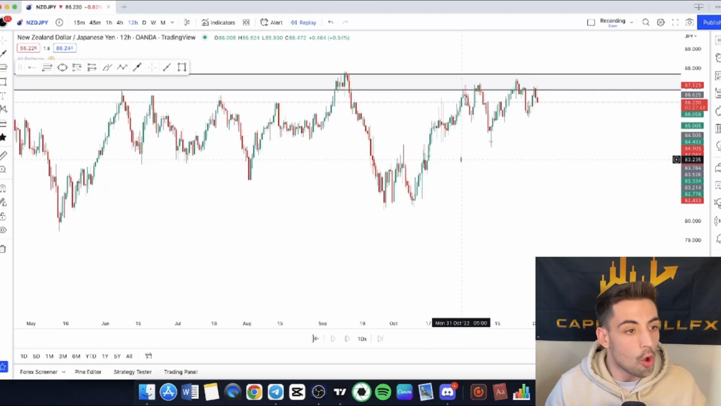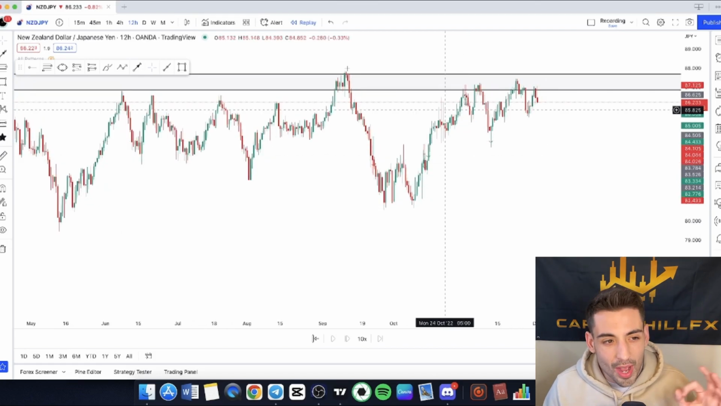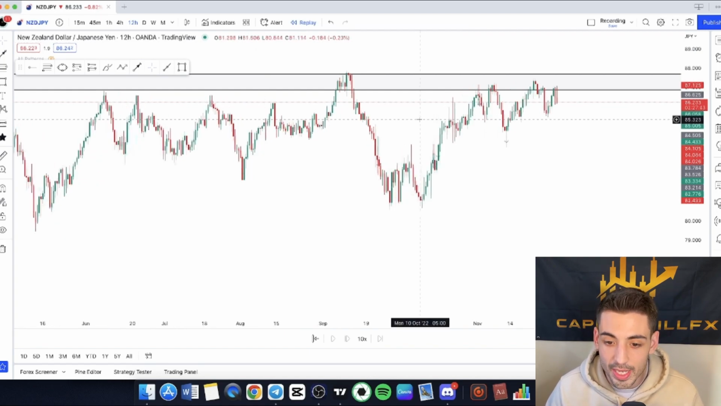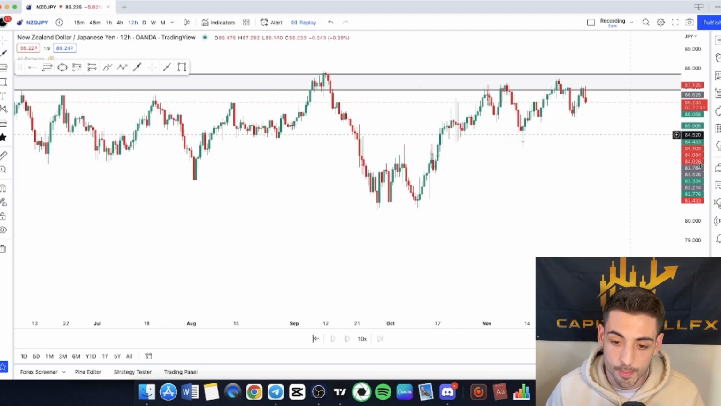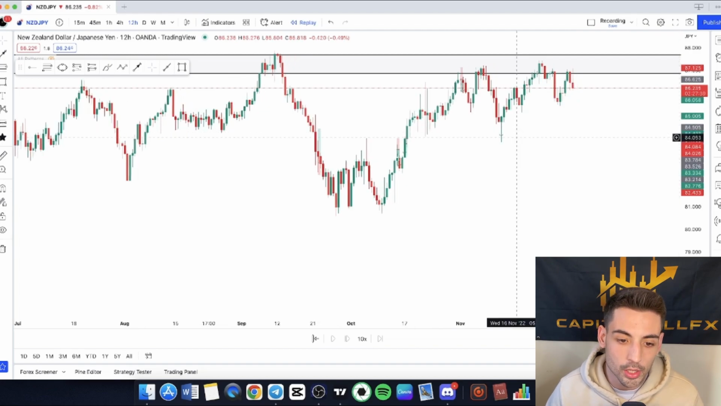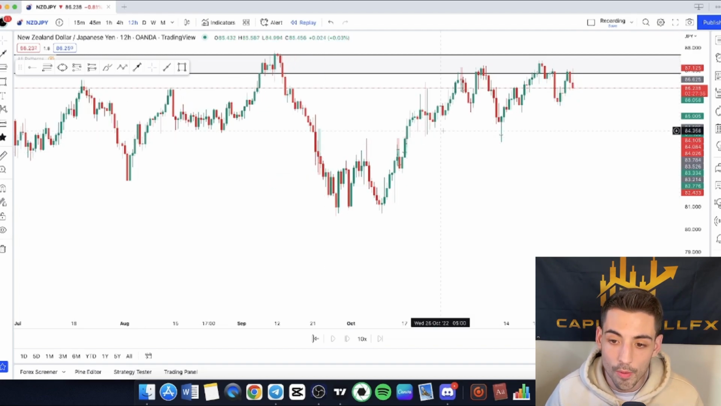trades off of the daily or 4-hour or hourly. The 12-hour time frames really give you a good idea of what zones are being respected and which ones aren't. So I would definitely look to start trading off of those 12-hour zones.